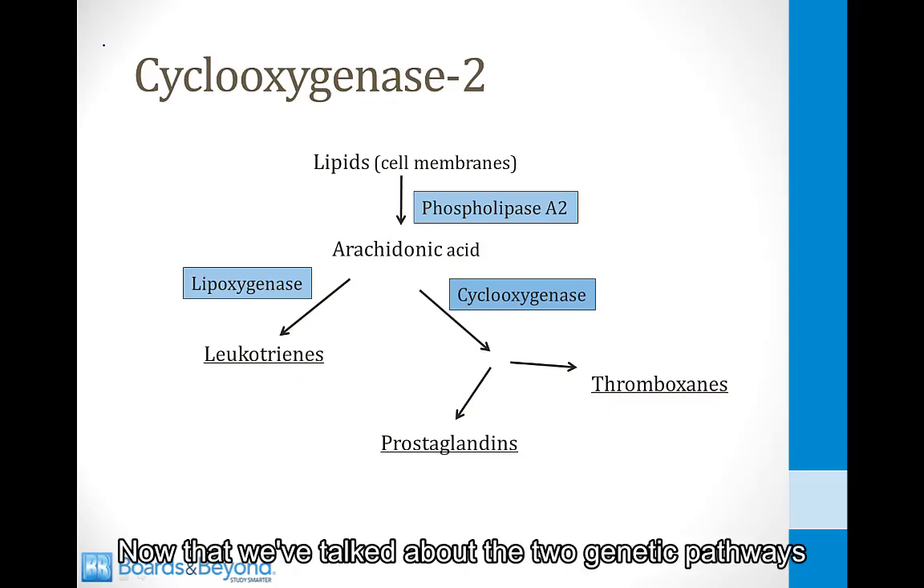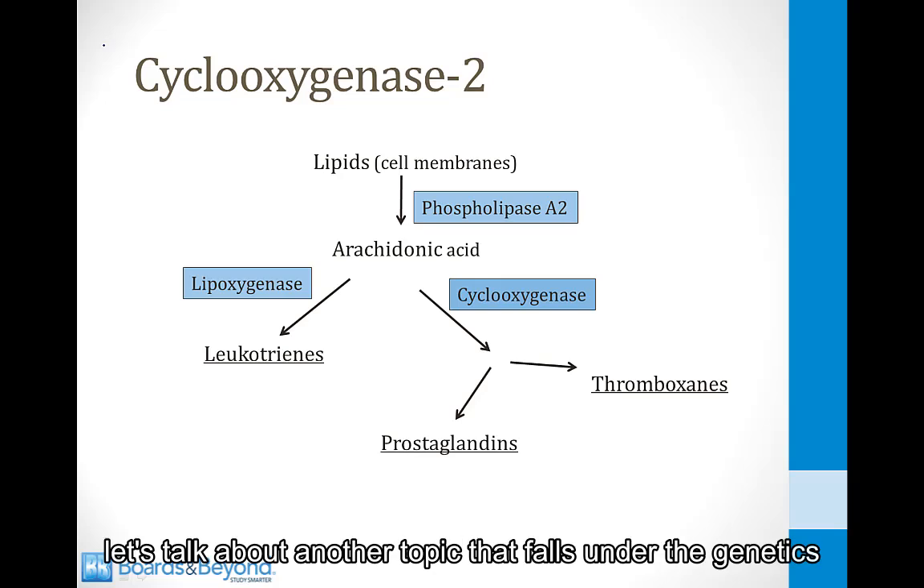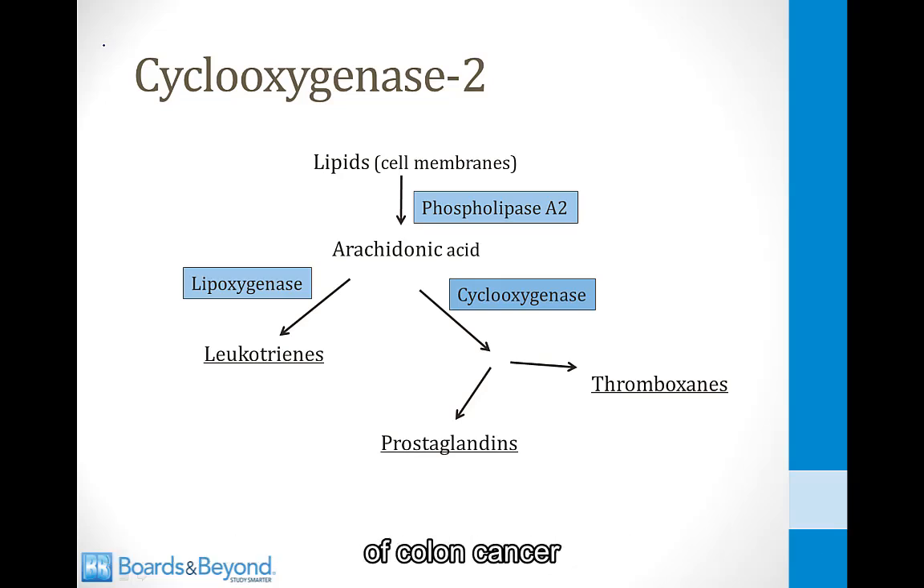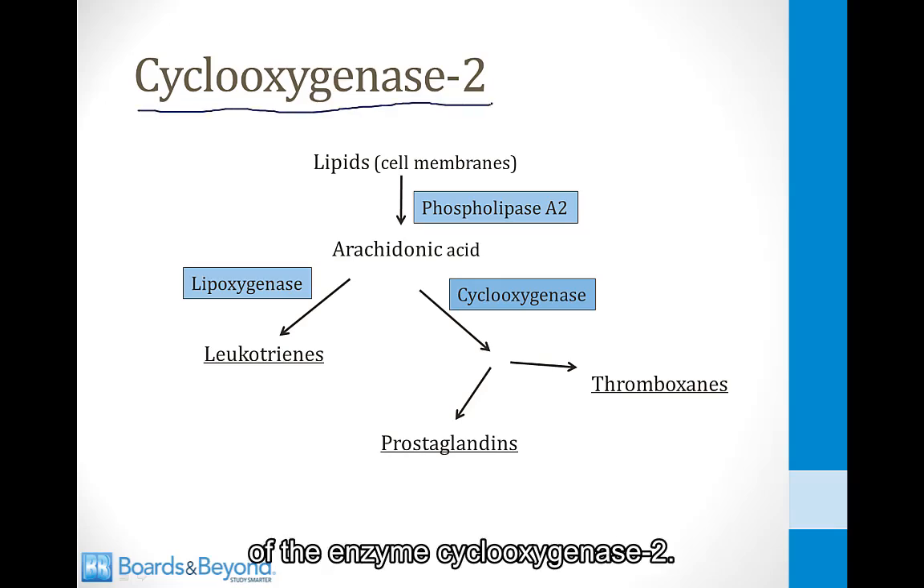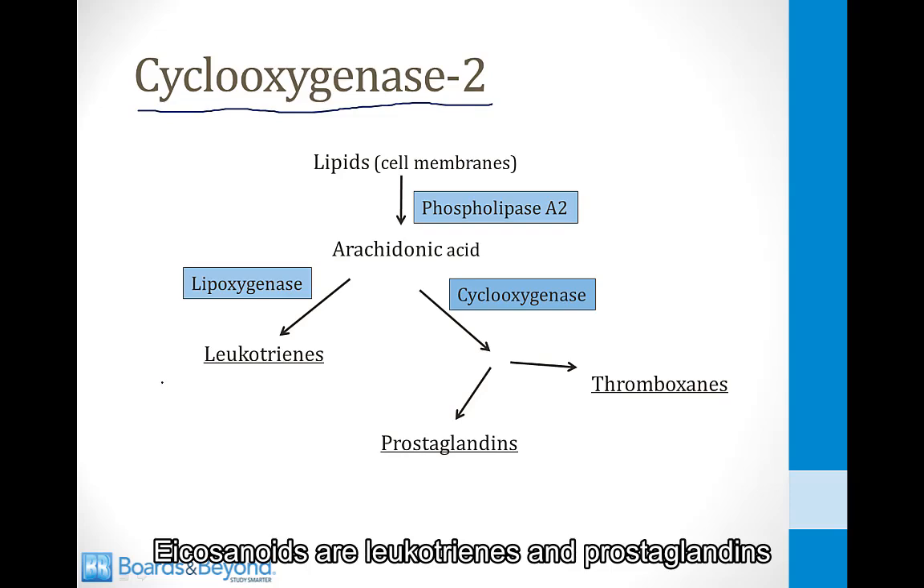Now that we've talked about the two genetic pathways that can lead to colon cancer, let's talk about another topic that falls under the genetics of colon cancer, and that is the overexpression of the enzyme cyclooxygenase 2. So recall that cyclooxygenase 2 is necessary for the production of eicosanoids. Eicosanoids are leukotrienes and prostaglandins and thromboxanes.